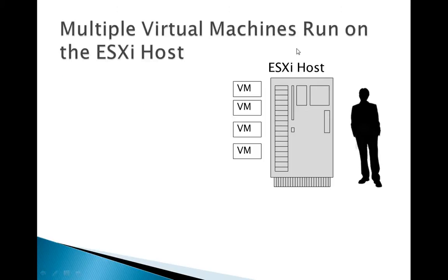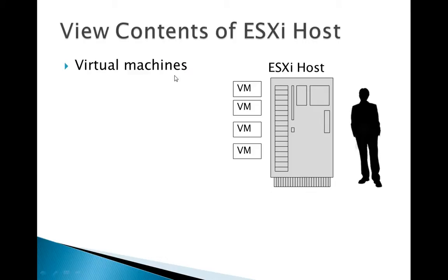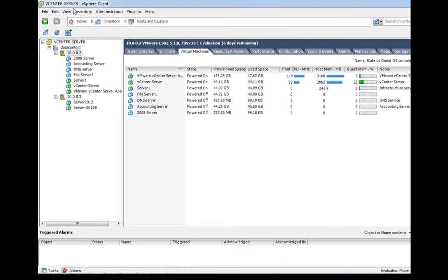Multiple machines run on the big old ESXi host, and to view the contents of the ESXi host, this is the vCenter Server vSphere client, which we will be using a lot in this course. And we can see in this data center on this one host, we have multiple virtual machines taking different amounts of CPU utilization and RAM.